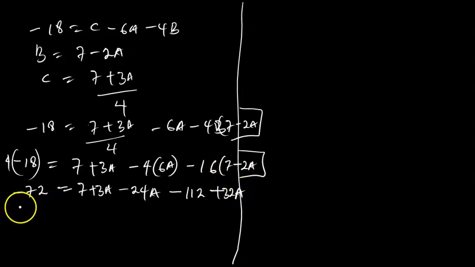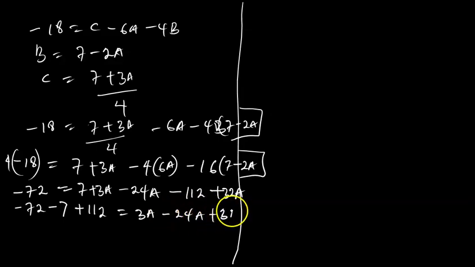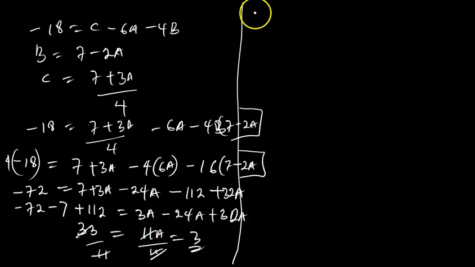Now let's collect like terms. So I have minus 72. 7 goes to the other side, becomes minus 7. Minus 112 goes to the other side, becomes plus 112, equals, I have 3a, I have minus 24a, and I have plus 32a. Now if you sum this together, you should come up with 33 equals 11a. Divide both sides by 11, so my a will be equal to 3. Now a is equal to 3.